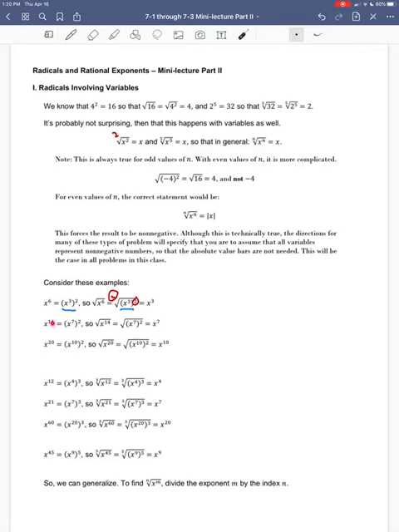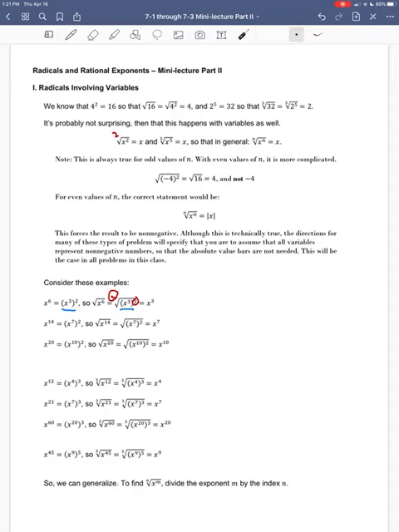X to the 14th, if I want the square root of x to the 14th, I can think, well, can a 2 go in there? Well, yeah, 7 times 2 is 14, and then the square root and the square cancel out, and I'm left with just x to the 7th. Same thing with x to the 20th then. Does 2 go into 20? Yes, 10 times 2 is 20. The square root and the squared cancel out, so I just get x to the 10th.